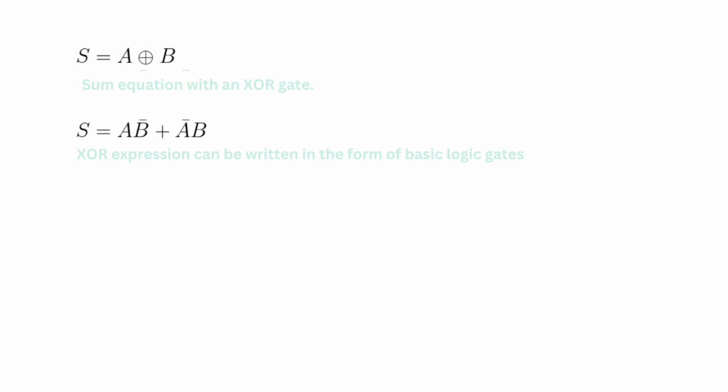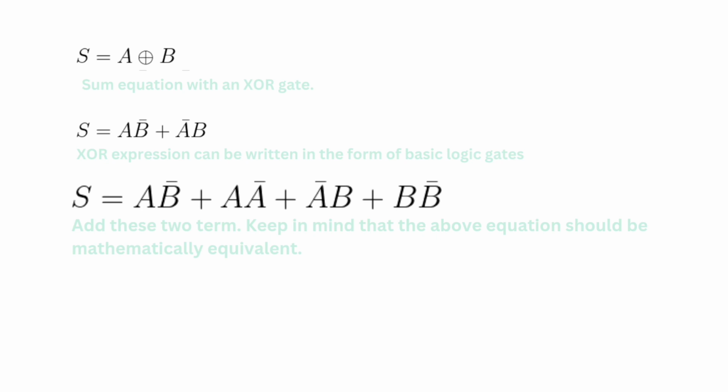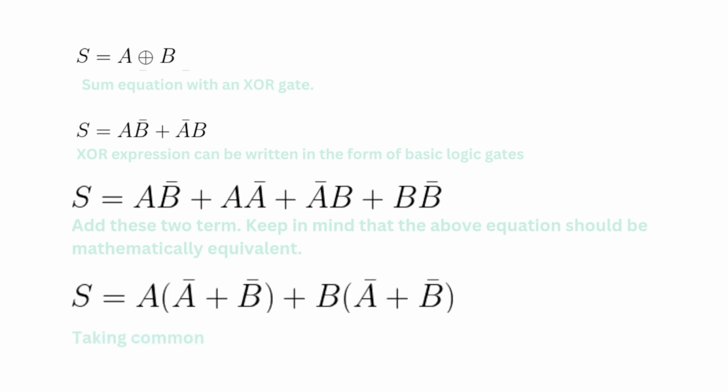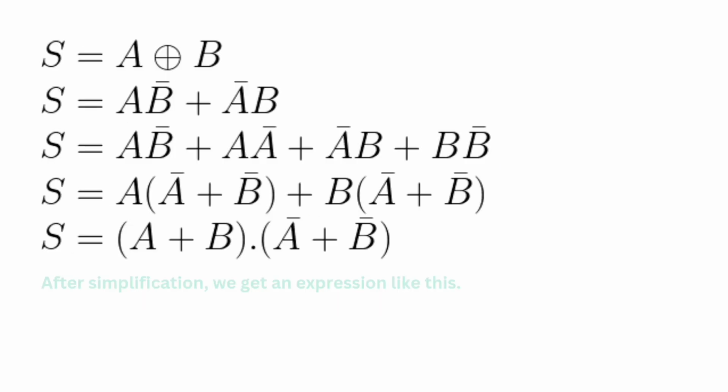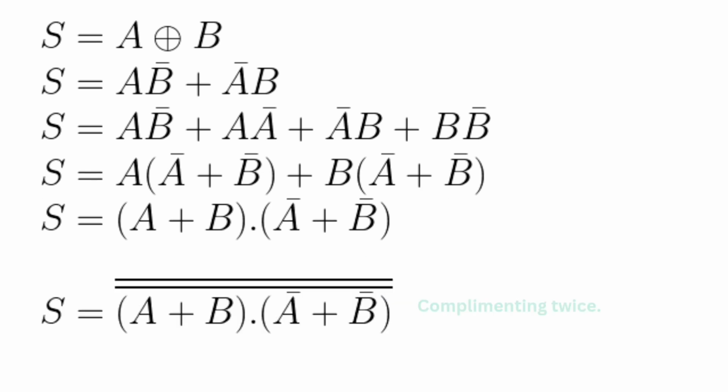In the next step, I will add two terms, A into A bar and B into B bar, which is equal to 0. Now in the next step, I will take common A from the first term and B from the second term. Simplify with the help of simple algebra rules. We get S is equal to (A plus B) into (A bar plus B bar).